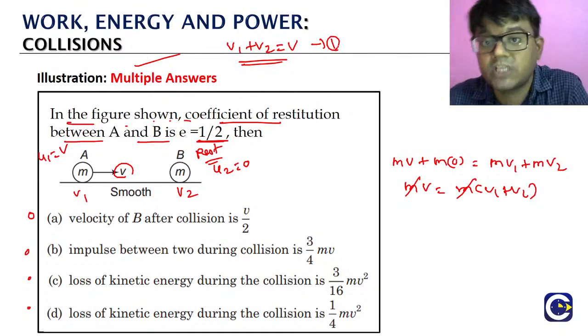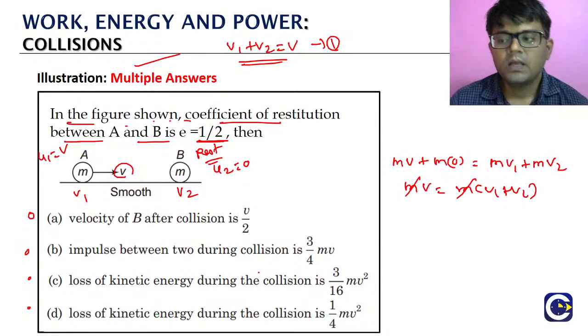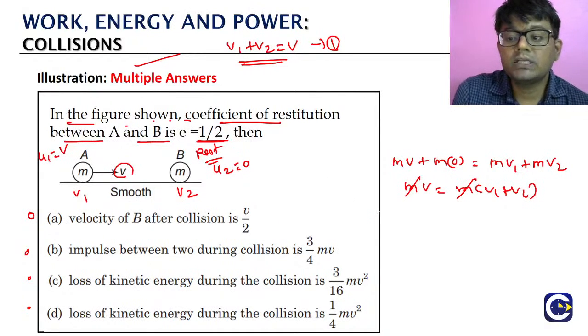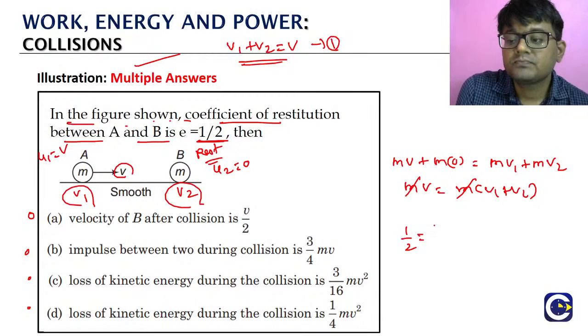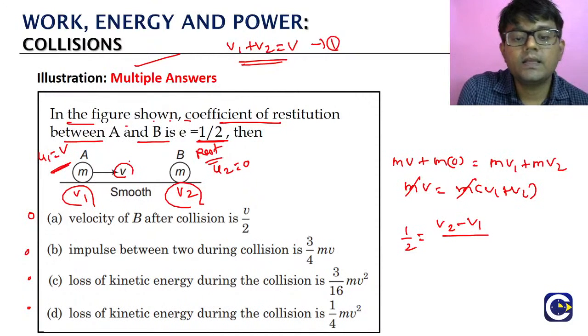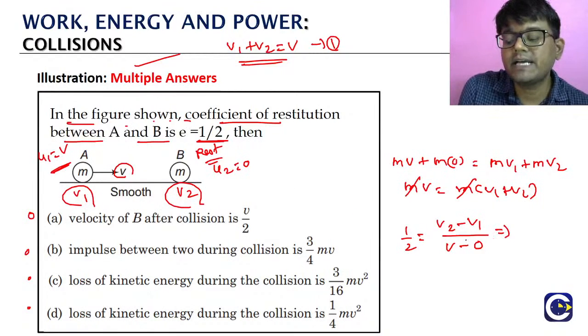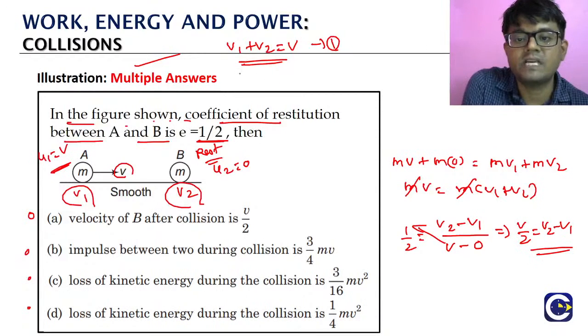By using the conservation of momentum. Okay, now let us use the coefficient of restitution formula. e is given as half. Half is equal to v2 minus v1 by u1 minus u2. So from here straight away what we will get? Just bring the 2 to the left: v by 2 is equal to v2 minus v1. That is our second equation. So v2 minus v1 is equal to v by 2.